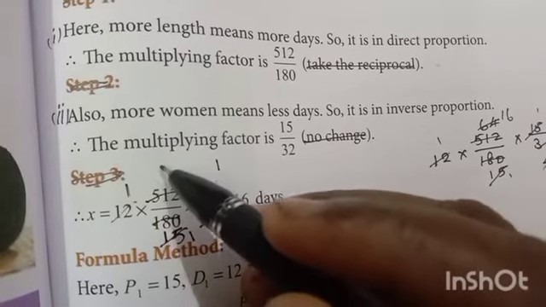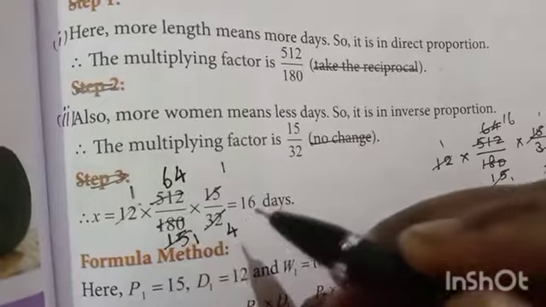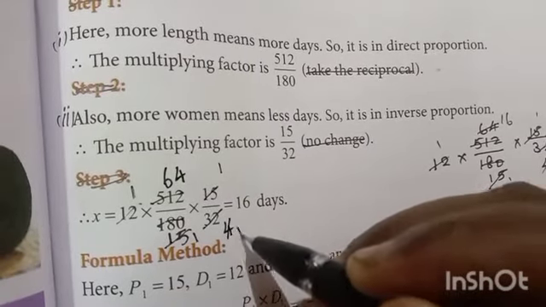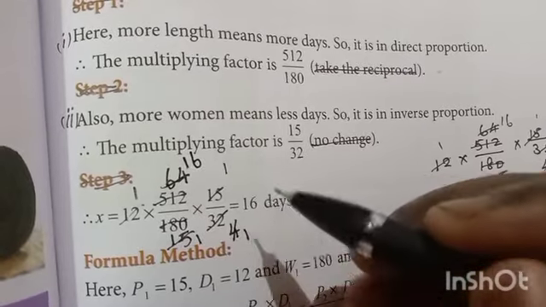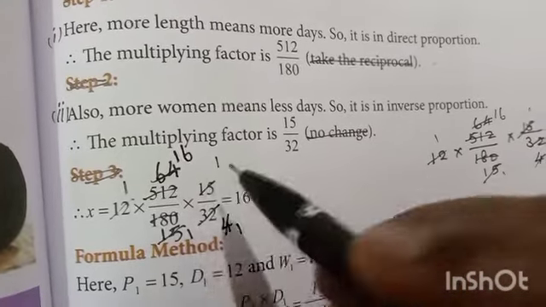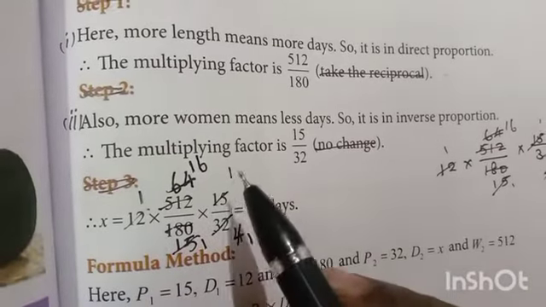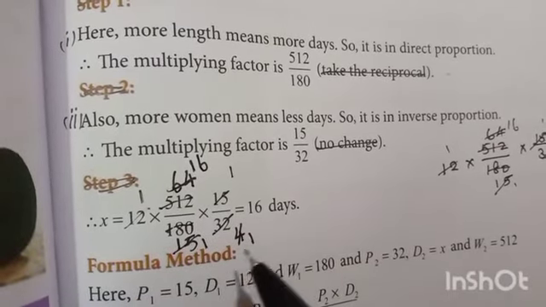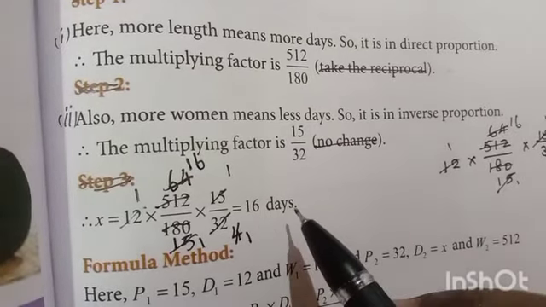Say 6 8s are 48, balance 3, 4 8s are 32. 1 4 is 4, 16 4s are 64. Okay, so after cancelling, you have the numerator value 1 into 16 into 1. So that is 16. In the denominator, 1 into 1, 1 into 1, 1. So that is 16 days.